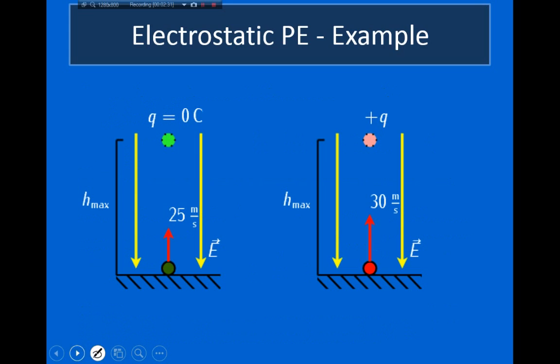So this picture right here kind of just describes this problem. So if we have a neutral particle, we need to throw it up with a speed of 25 meters per second to reach this final height.